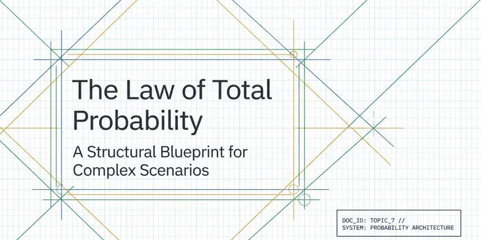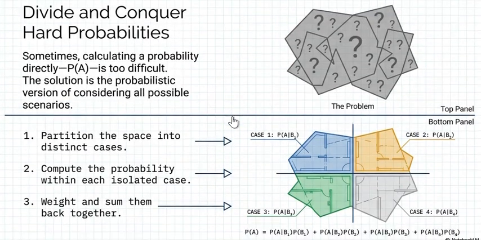Okay, you want the probability of A, but it's hard to compute directly. Instead, partition the sample space into exhaustive, non-overlapping cases and find the value of the probability of A within each case. Then just add them. So it is the probabilistic version of considering all possible scenarios. Mechanically, it converts a hard probability into several easier conditional ones. So this slide I just now told you.